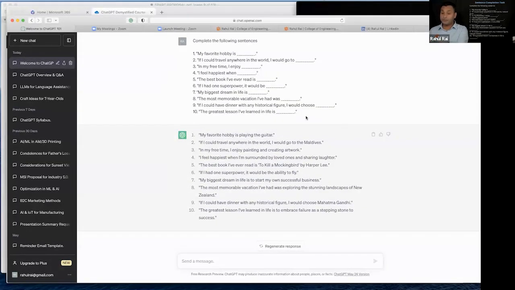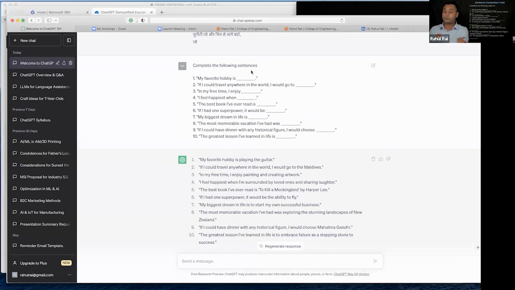Okay, so as you can see, ChatGPT can do sentence completion. My favorite hobby is blank. It says that my favorite hobby is playing the guitar. And if I take the 7th, my biggest dream in life is to start my own successful business. So these are some of the sentence completion tasks. Partial sentence completion is something that you can do using ChatGPT models.